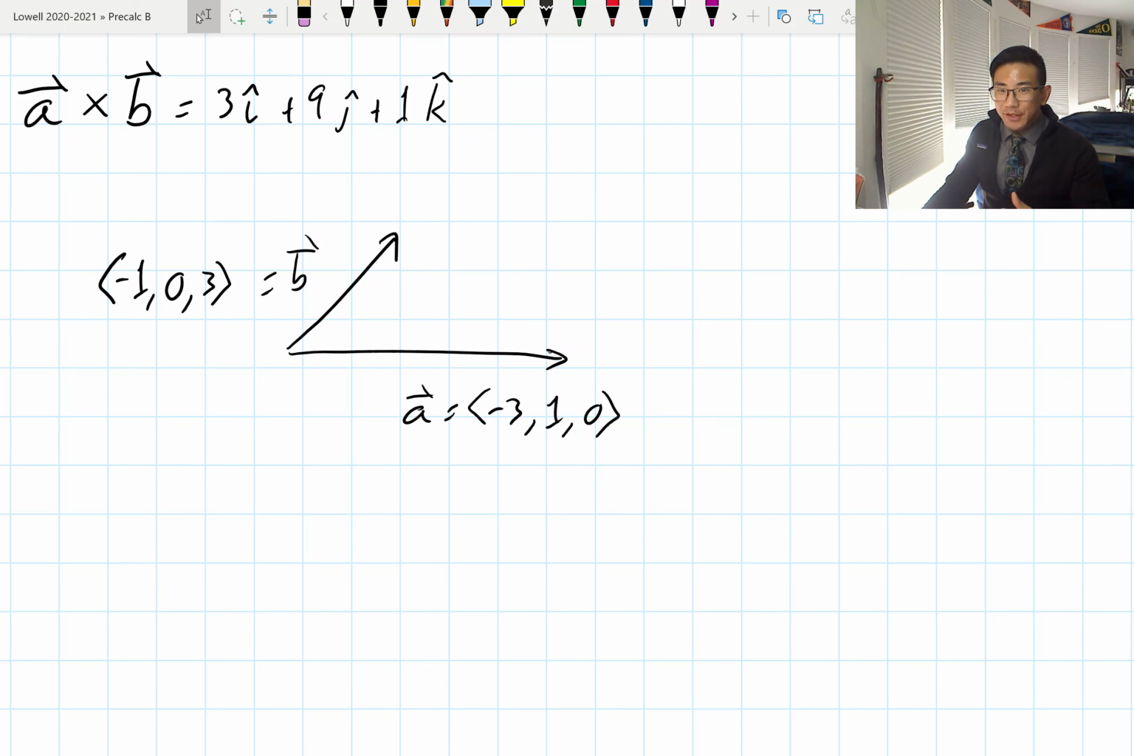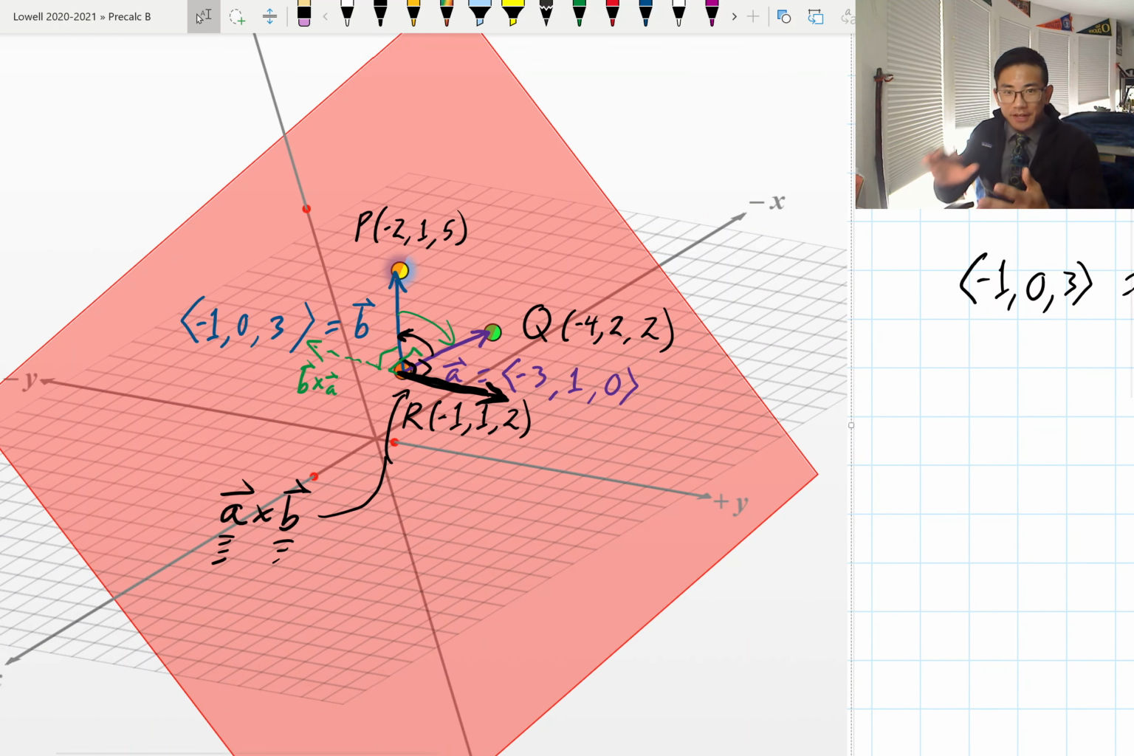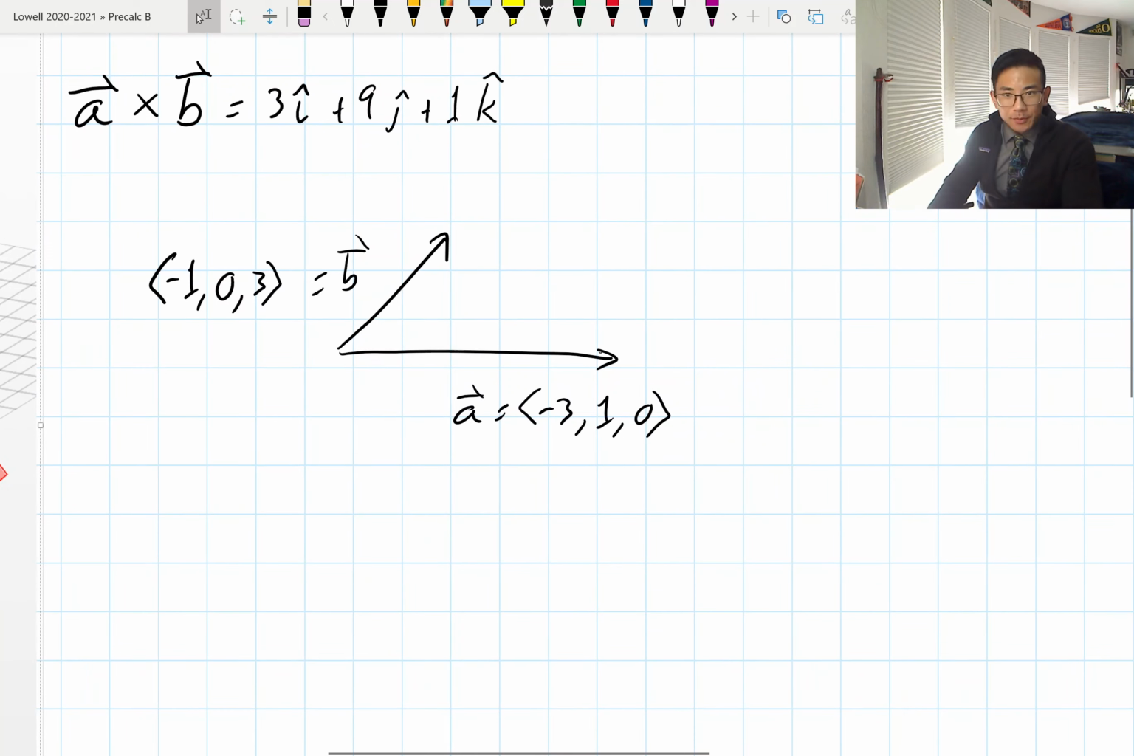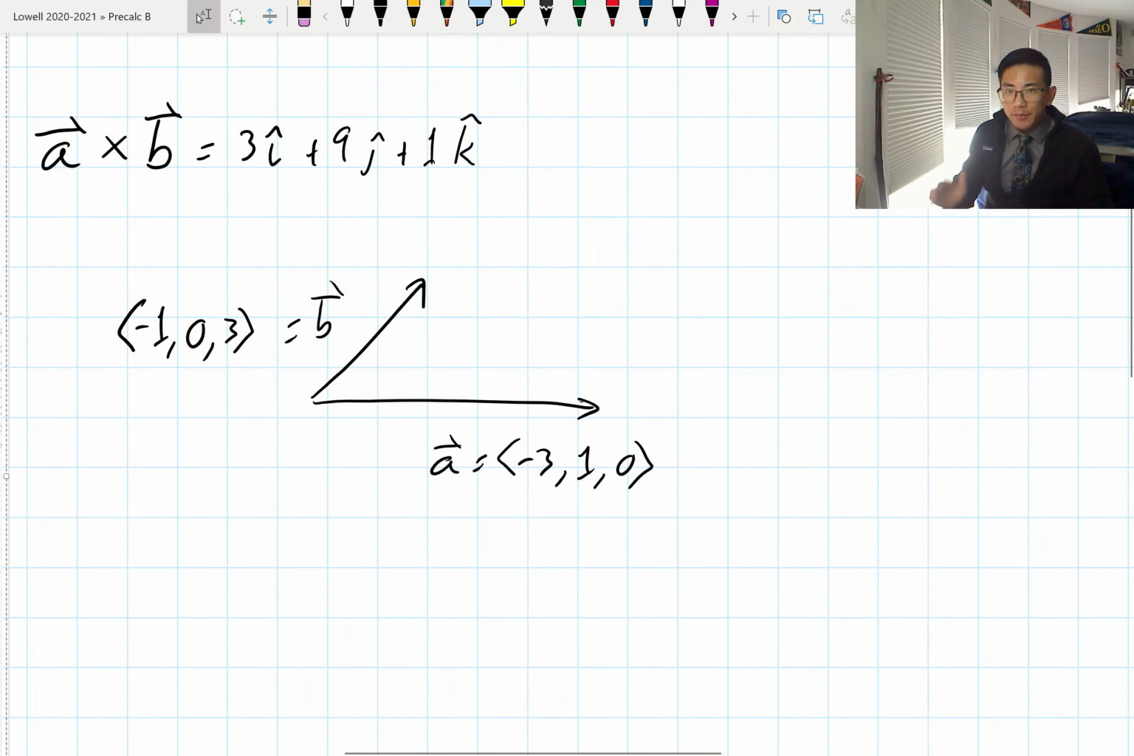So what I want to do in this video is investigate another property of the cross product. Instead of working through this picture, I've taken that picture and flattened it out. We've just taken those two vectors, A and B, same vectors, and dropped them out right here. And we still have the cross product, which we calculated in the last video as 3, 9, 1.